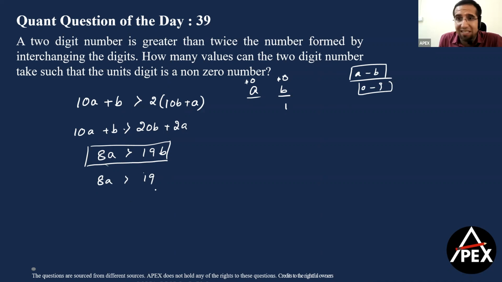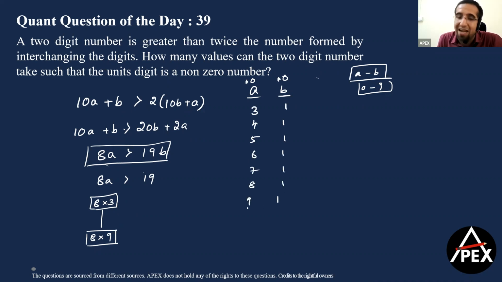So I know that 8 times 2, 16, does not work. So 8 into 3 is 24, and the maximum value that a can take is 9. Similarly, I go till 8 into 9. So 8 into 3 is 24, greater than 19. 8 4s are 32, greater than 19, which means 31 can be accepted, 41 can be accepted, 51, 61, 71, 81, and 91 also can be accepted. Clear, guys? This is how you quickly calculate that the minimum value of A will be 3 if B is equal to 1, and the maximum value of A will be 9.